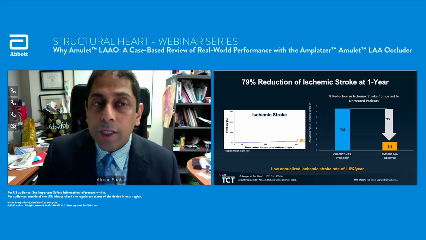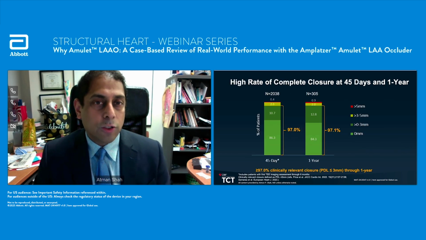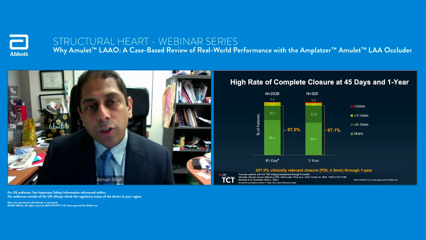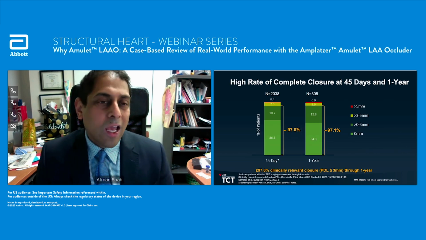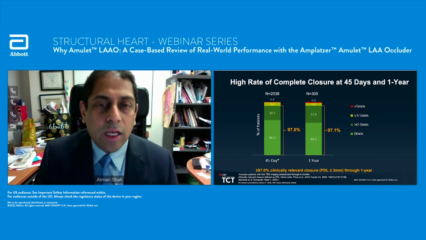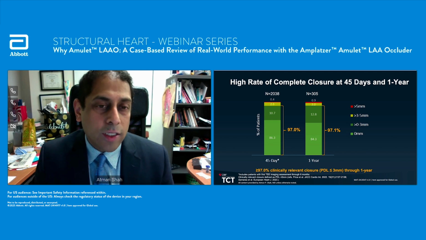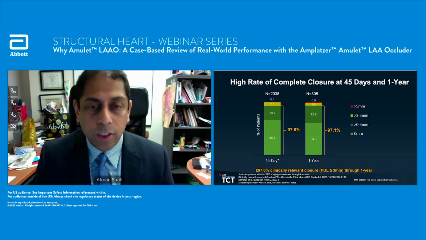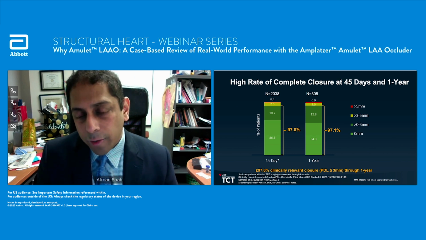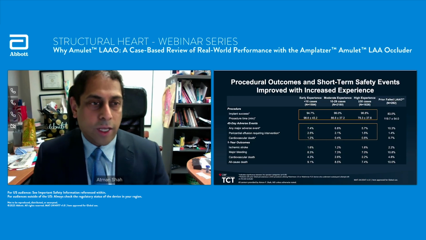There was a 79% reduction in ischemic stroke at 1 year in patients who had their left atrial appendage closed off. And there's a high rate of complete closure not only at 45 days but also at 1 year. At 45 days, 97% of patients had leaks less than 3 millimeters, and at 1 year, 97% had leaks less than 3 millimeters. So not only is there a high degree of implant success, this success in preventing leaks is seen out to 1 year in the eMERGE data.